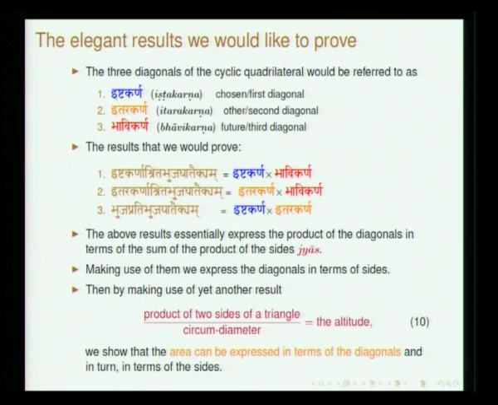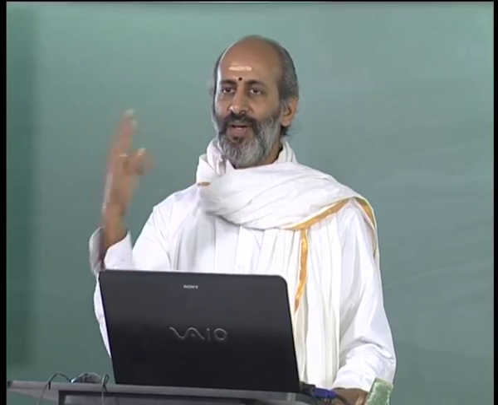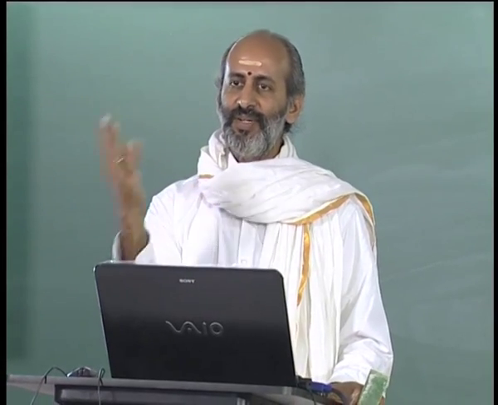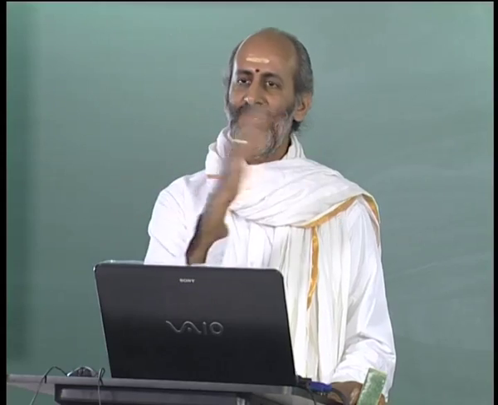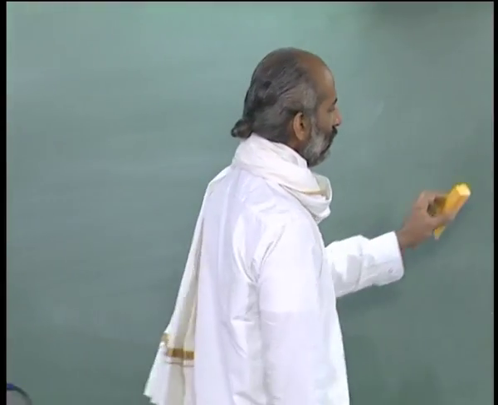Now, the other result. Making use of them, we express the diagonals purely in terms of the sides. Then we can express the area of the cyclic quadrilateral also in terms of Karnas. So, Karnas can be expressed in terms of sides, and areas can be expressed in terms of Karnas. So, you can see that the expression for area can also be expressed in terms of the sides of this quadrilateral. This is also nicely proved.